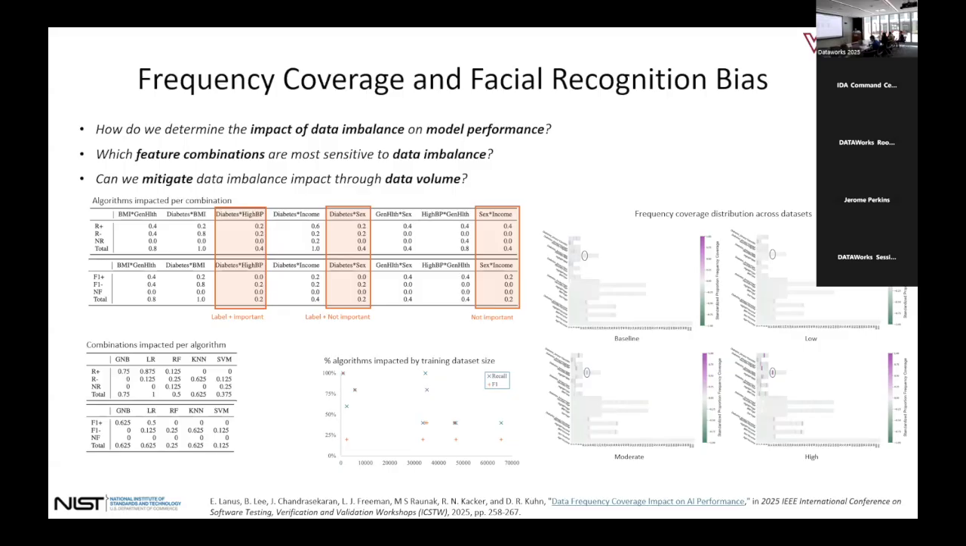And additionally, we found that for the larger data sets, while there was some correlation between data set size and impact, meaning the larger training data sets had less impact, it was not a very clear correlation. So this is just saying we've developed some methods for looking at frequency coverage, and that we now have more questions, I think, than we originally started with.